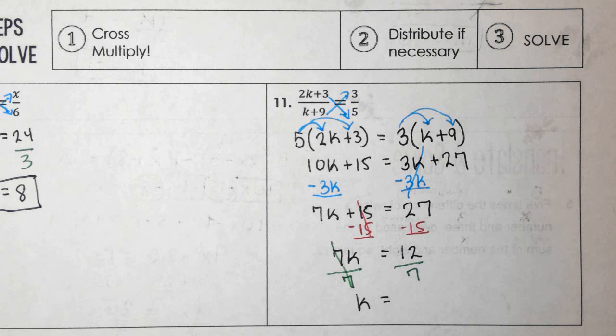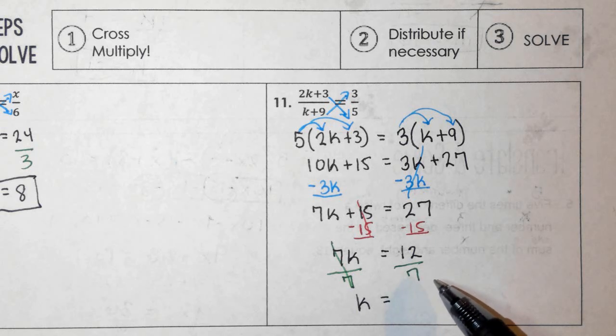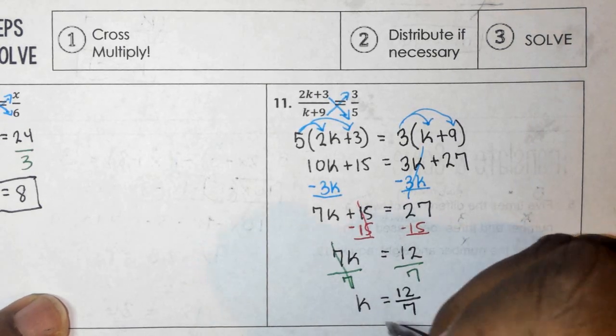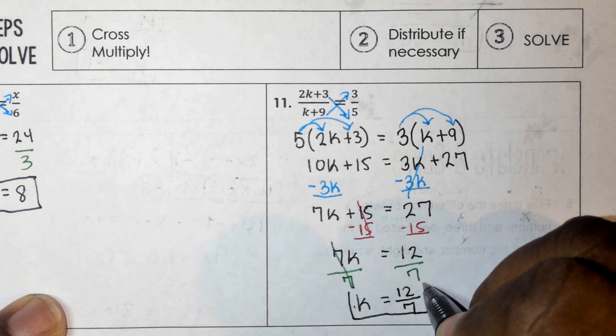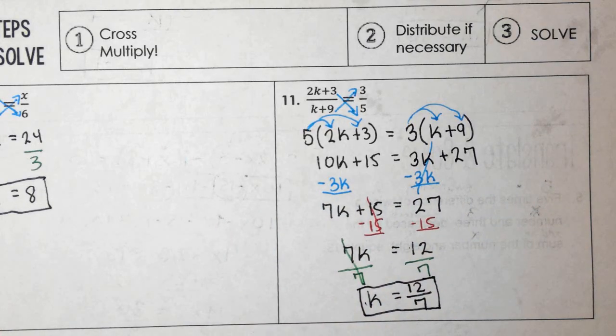In this case, and I told you you can leave them improper. In this case, there's nothing that would go into 12 and 7 evenly. So honestly, this is the most reduced form. So this will be my answer, 12 over 7. You can submit this to me, and this will be the answer. I don't need a mixed number. I just want to keep it as an improper fraction. That'll be fine right there. If we ever ask you for decimals, then you give us decimals. But in this case, we only ask you for improper fractions, so keep it like that.